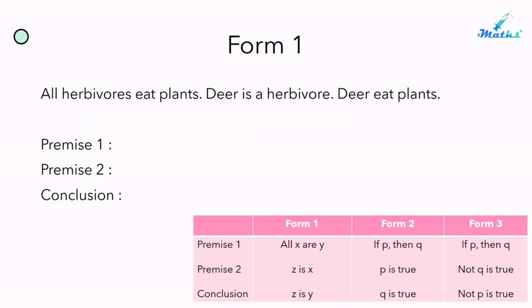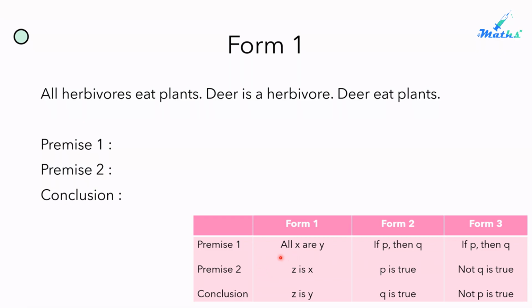Here is an example for form 1. The first question is: all herbivores eat plants. Deer is a herbivore and deer eat plants. So you will take these three sentences to premise 1, premise 2, and conclusion. And this is quite easy. Just take the first one. As you can see here, all herbivores eat plants.